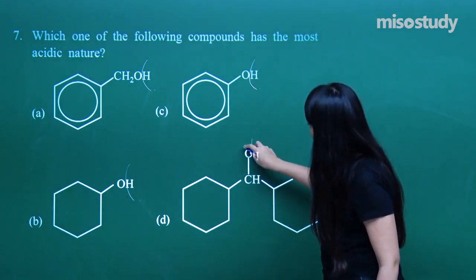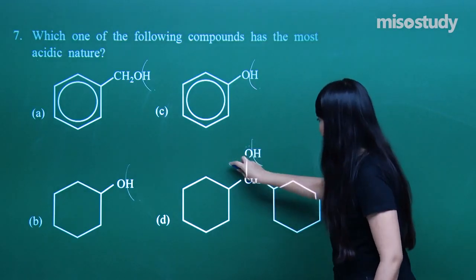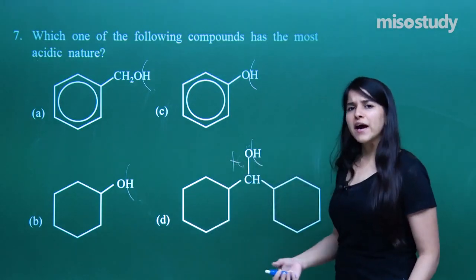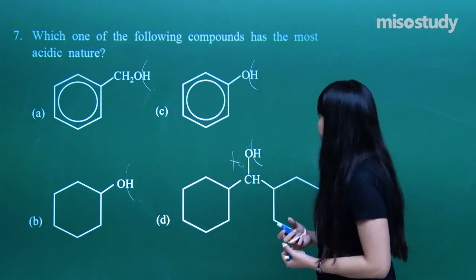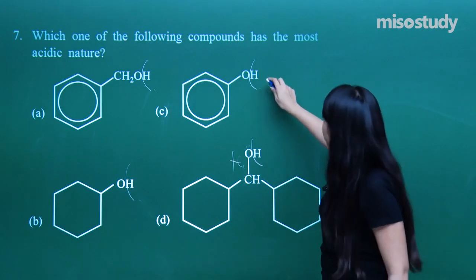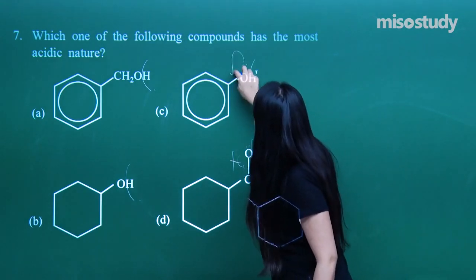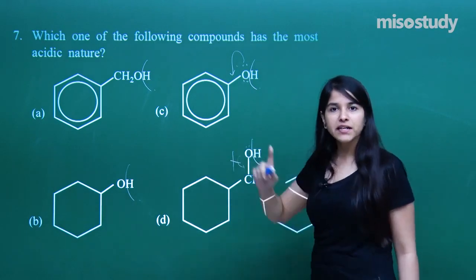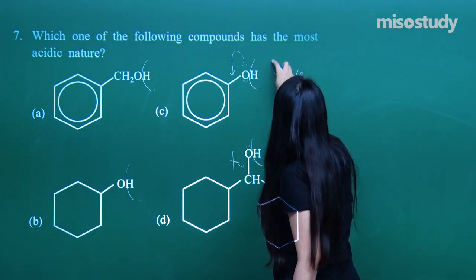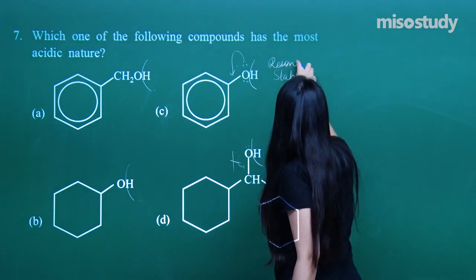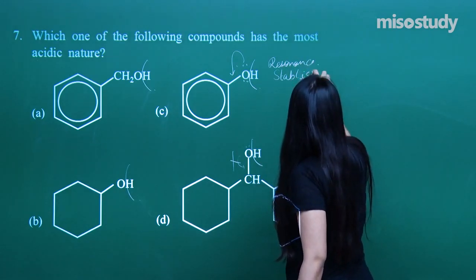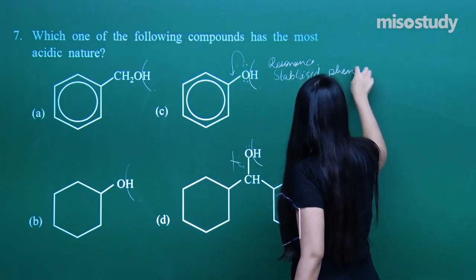There is nothing which is attracting the electrons of this oxygen. There is nothing involved over here. These are simple cyclic rings, and there is no such withdrawing effect of these cyclic rings. Over here if you can see, there is the withdrawing effect of these electrons, and what we get is a very stable phenoxide ion in this case if I lose the H plus. So we have got a stable, or resonance stabilized, phenoxide ion formed.